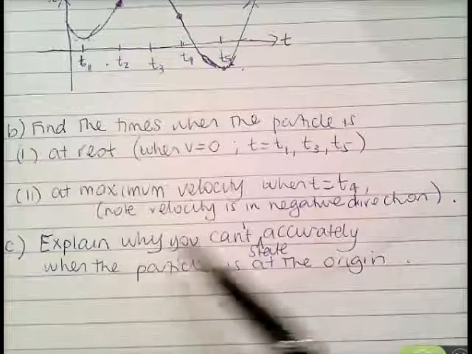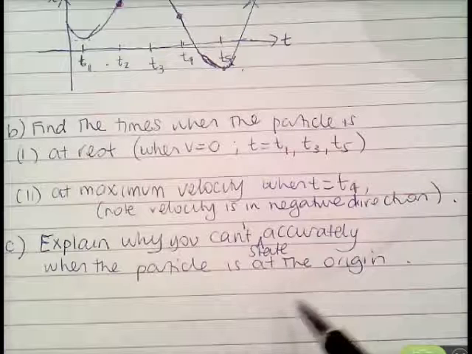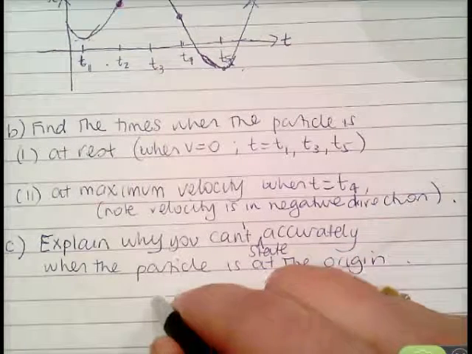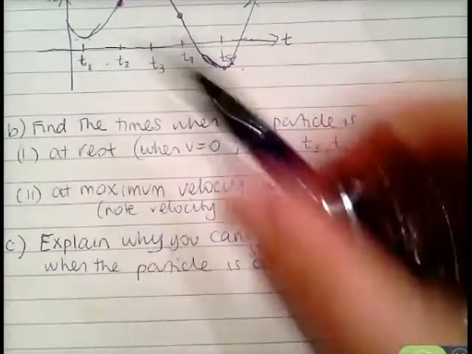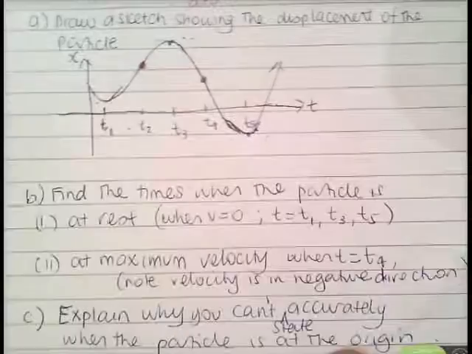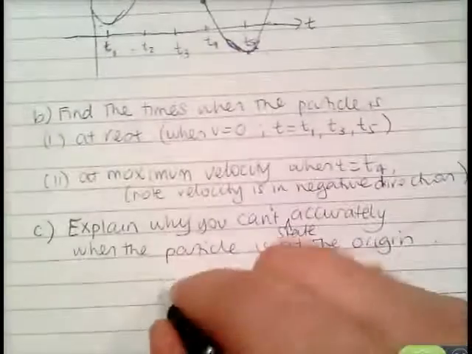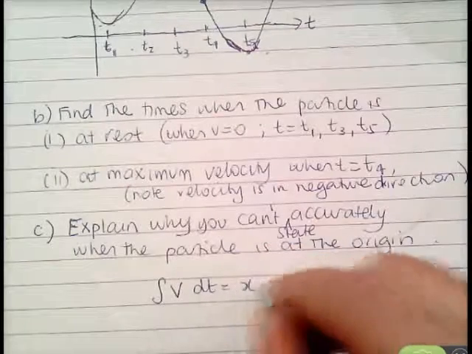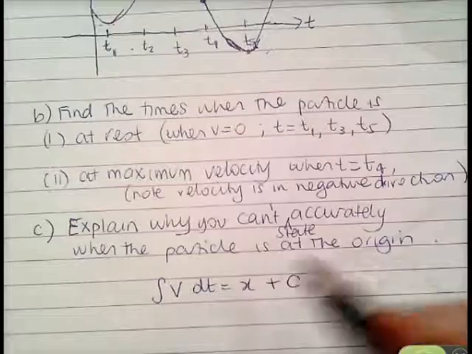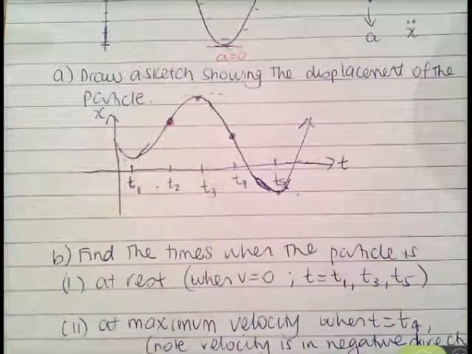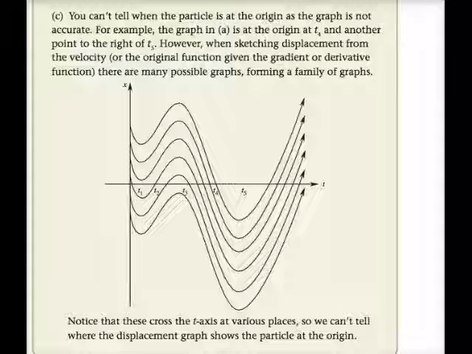Now, the last question: explain why you can't state accurately when the particle is at the origin. It's because when we draw the graph of x with respect to time, remember that if you integrate the velocity, you get x, but remember you get x plus c. So therefore this graph will be shifted up or down. We don't know the exact position of the curve. So I'll just show you that somewhere else.